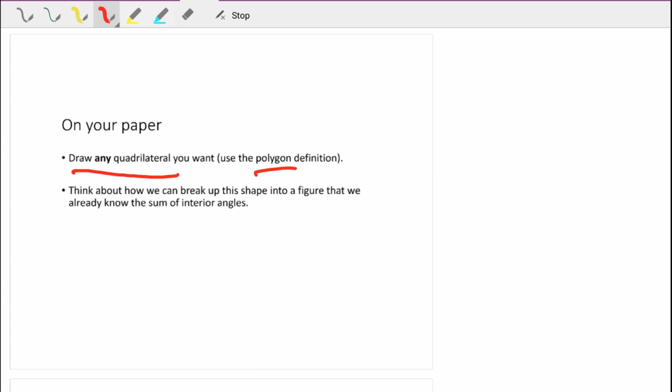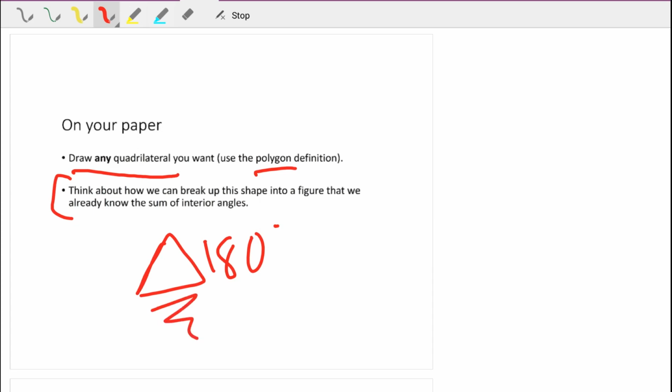And now my question to you is this. How can we break up that shape into something you already know, something that you don't have to assume anymore? A really big hint should be, we've already shown what the triangle is. A triangle is 180 degrees. So on your paper, sketch out a quadrilateral and try to break it up into triangles, either with an S or no S. And then see, based off of what you did, can you figure out what the sum of the interior angles is for a quadrilateral?